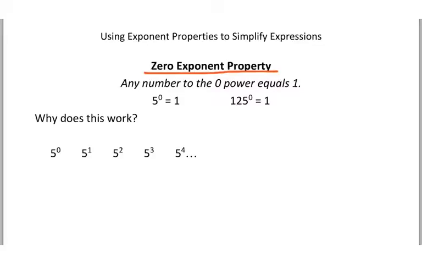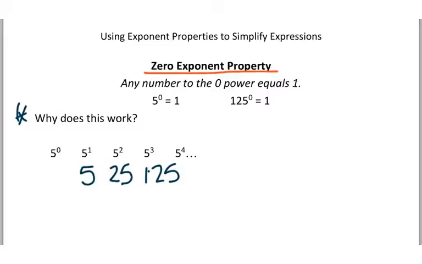Why? What does that matter? Okay, here's why that works. Let's look down here. It says 5 to the 1st power. Well, 5 to the 1st power is 5. 5 to the 2nd power is 25. 5 to the 3rd power is 125.